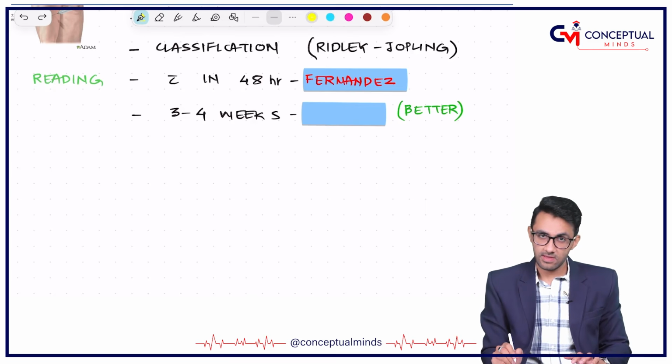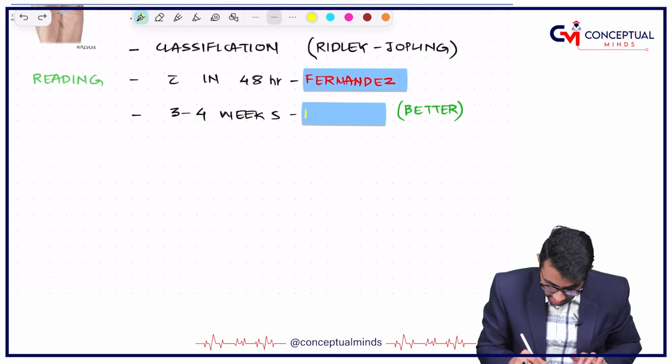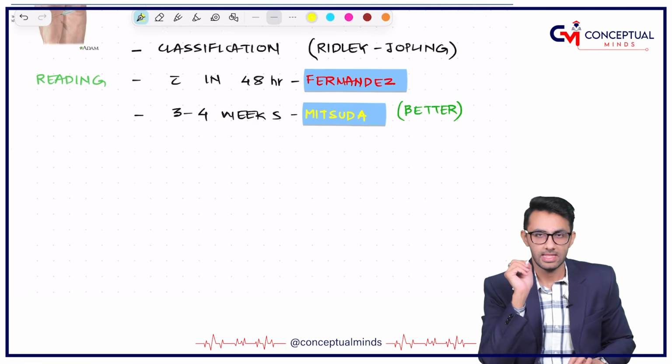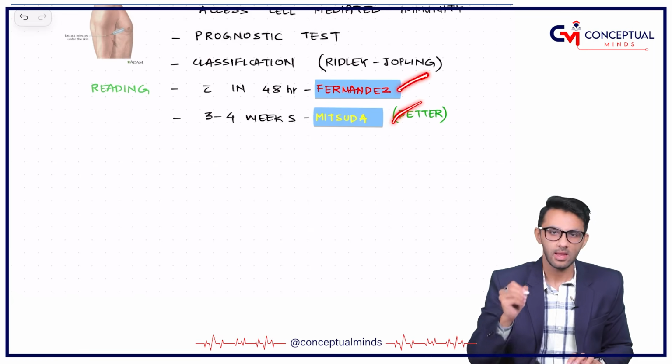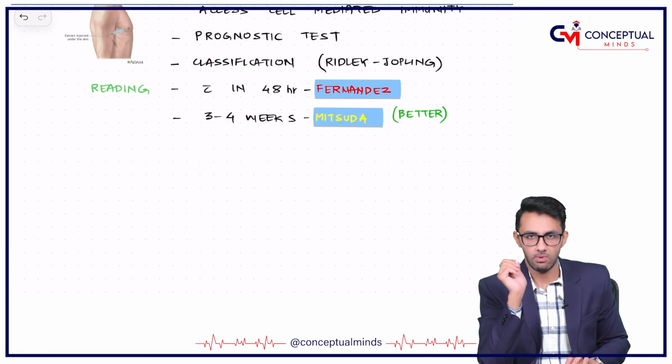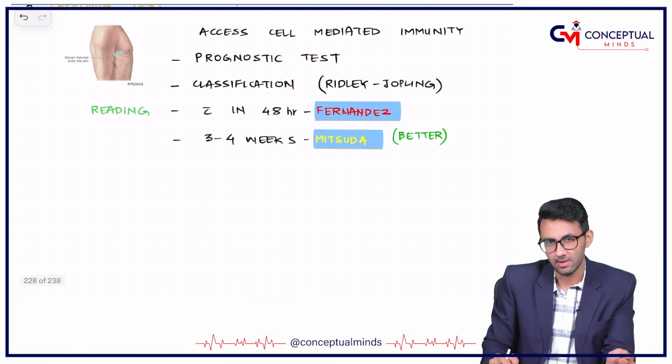And if the readings are taken in 3 to 4 weeks, so what is it? It is Mitsuda. Okay, Mitsuda. Fine. These are the two things that we have to remember. So what is it? It is Fernandez or Mitsuda. I hope I am pronouncing them right. Okay, fine. So what do you think will be the better one?